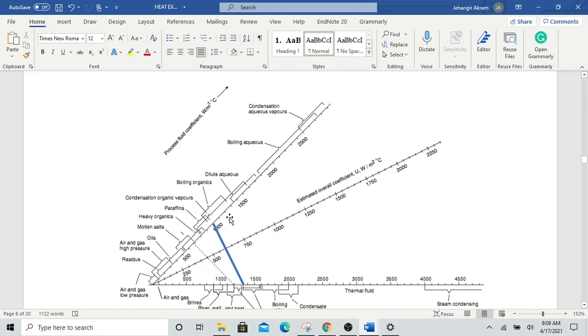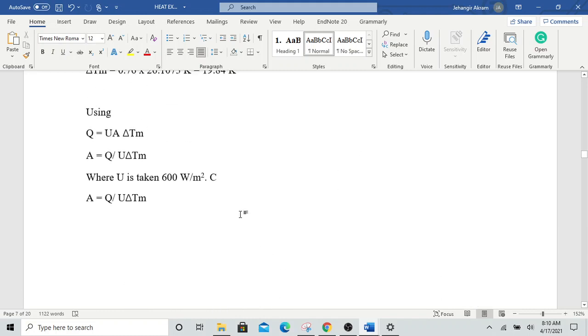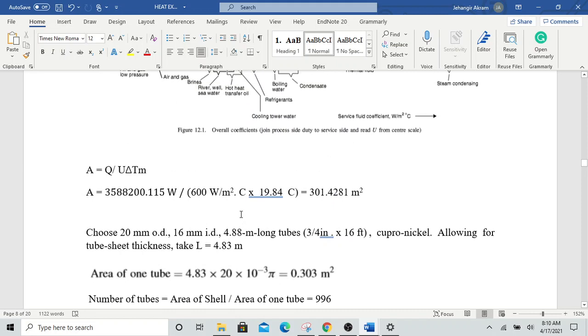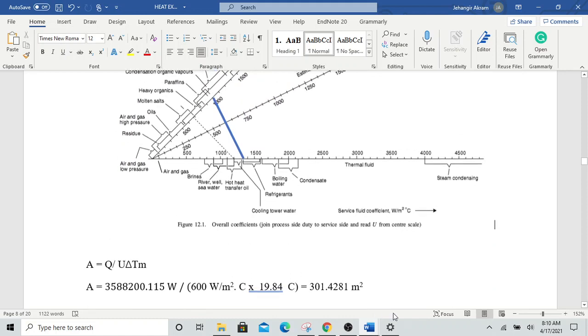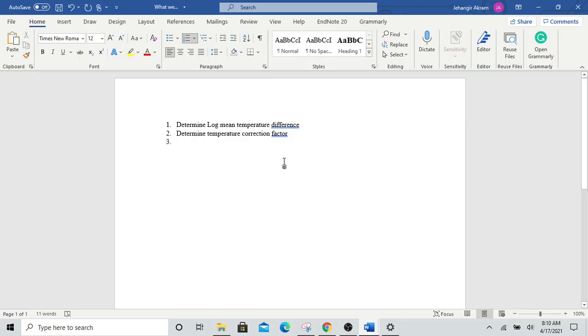I will tell you how we will know that we used the correct value of overall heat transfer coefficient. We will find it at the last of our process, and so it is the role of the Kern method that will predict a random value from these. So we will know at the end of our process if we took the right value or wrong. Okay, so from here I took a value of 600 watt per meter square degree Celsius. Okay, I will also mention it here.